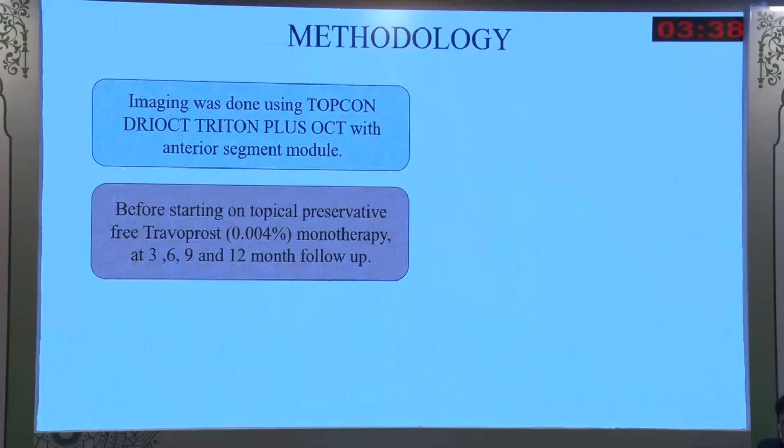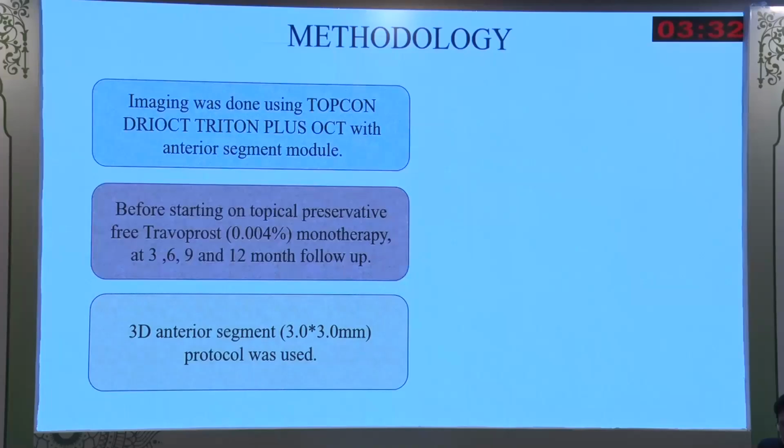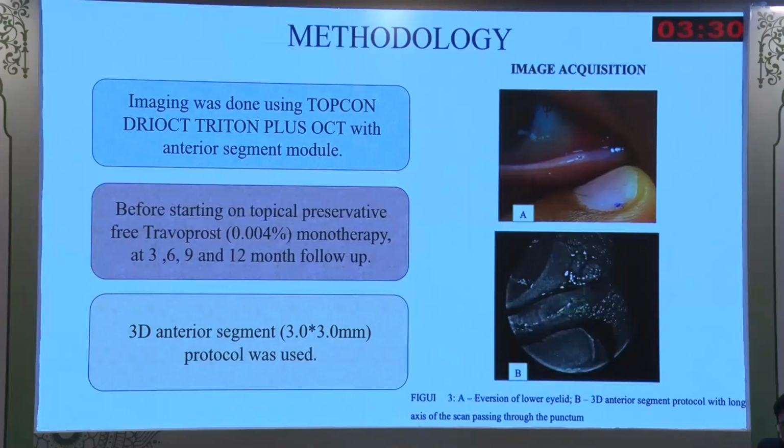Images were captured before starting topical Travoprost therapy, and at 3 months, 6 months, 9 months and 12-month follow-up, and the 3D anterior segment protocol was used. The lid was gently everted, exposing the punctum, and the horizontal line of the scan was placed parallel to the lid's mucocutaneous junction, and the image was acquired.